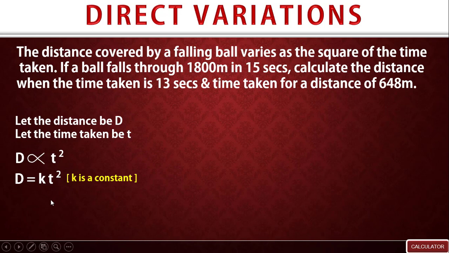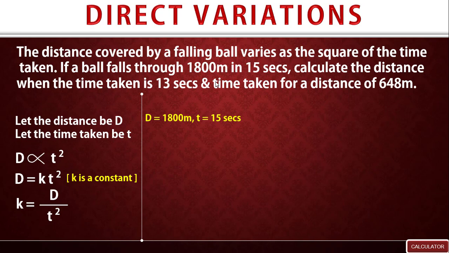Now we can make k the subject of the formula by dividing both sides by t squared, so that we have k equals d all over t squared. To determine the value of k, we are given the distance d as 1800 meters, and t as 15 seconds. So we fix these values into this formula for k. We have k equals 1800 divided by 15 squared.